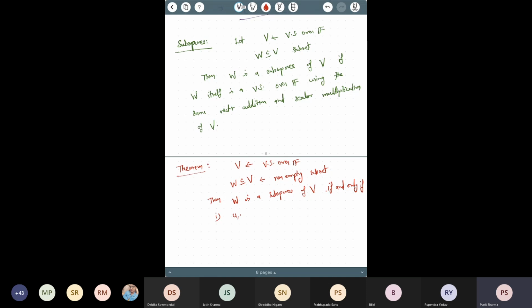The first one is that W is closed under vector addition. That means if you take any two elements u and v in W, then this implies that u plus v is also in W. Similarly, it is closed under scalar multiplication. That means if you take any scalar alpha and any element u in W, then alpha u also belongs to W.